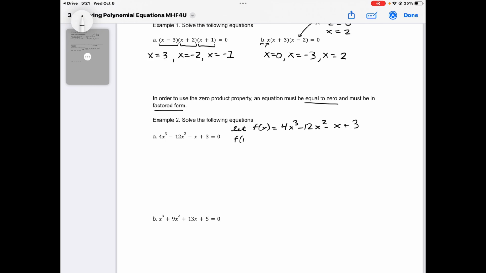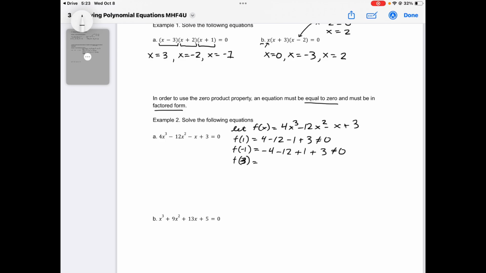So let's try f at 1. I'm going to get 4 minus 12 minus 1 plus 3. That is not equal to 0. So let's try f at minus 1. I'm going to get minus 4 minus 12 plus 1 plus 3, which is not equal to 0. Okay, 1 and minus 1 aren't factors. Let's try our other whole number factor. Let's try f at positive 3.